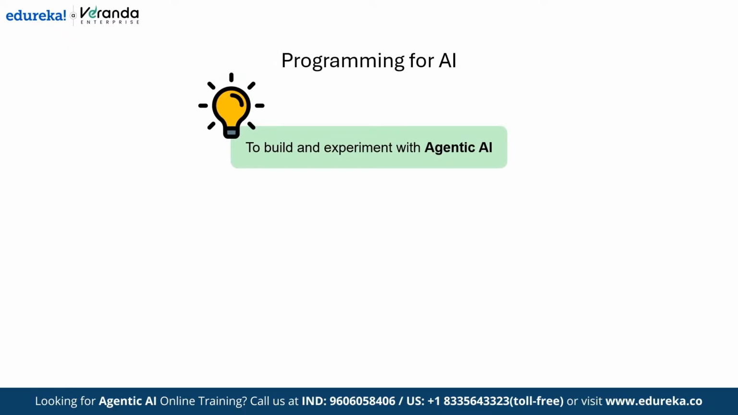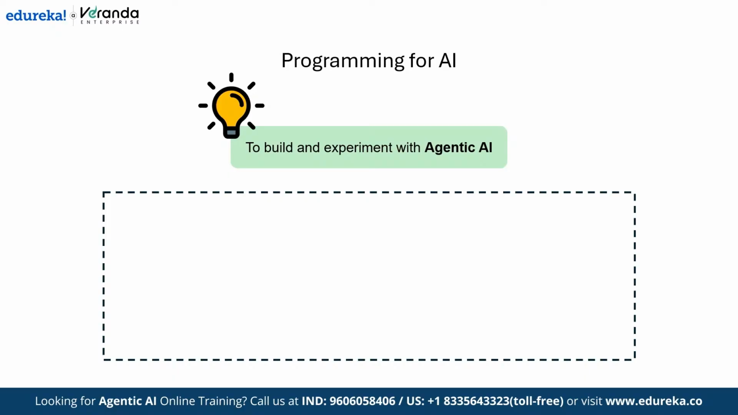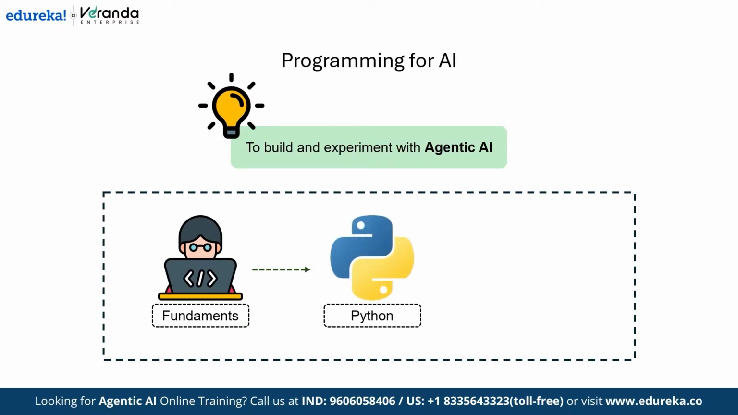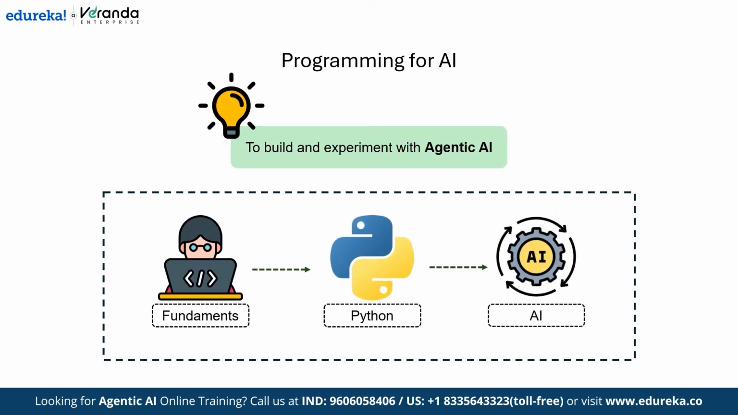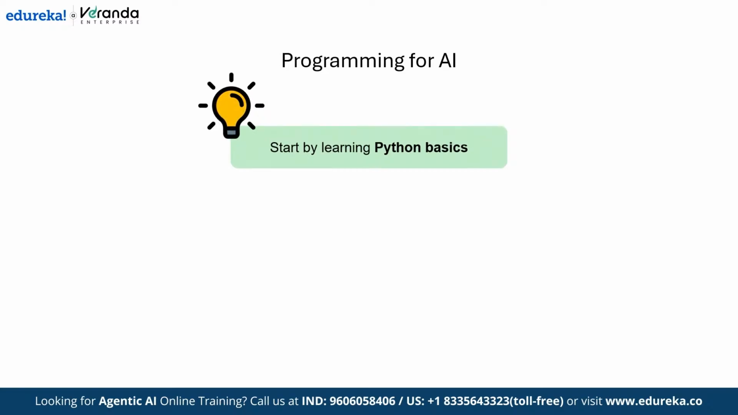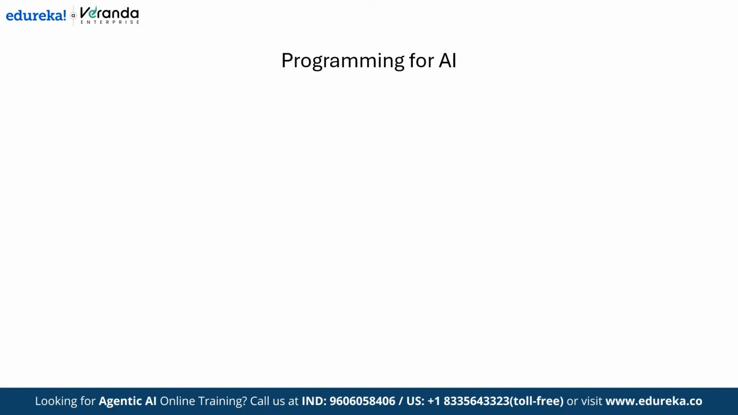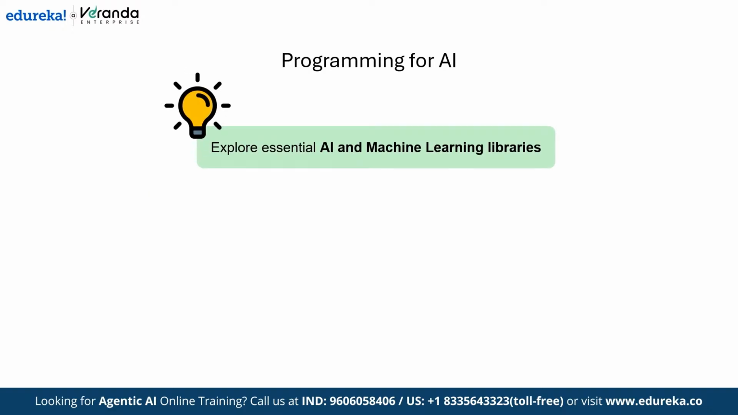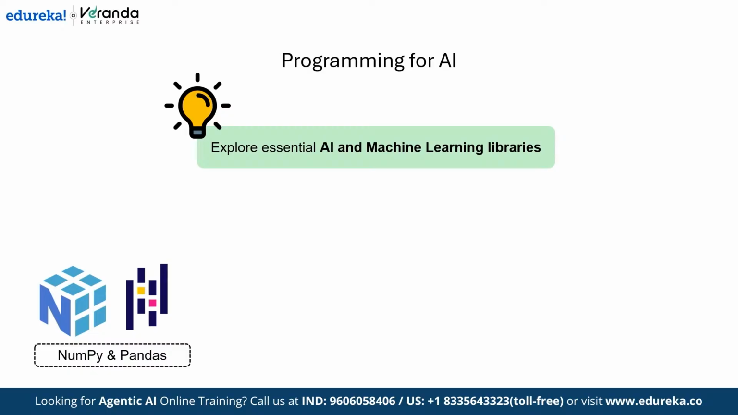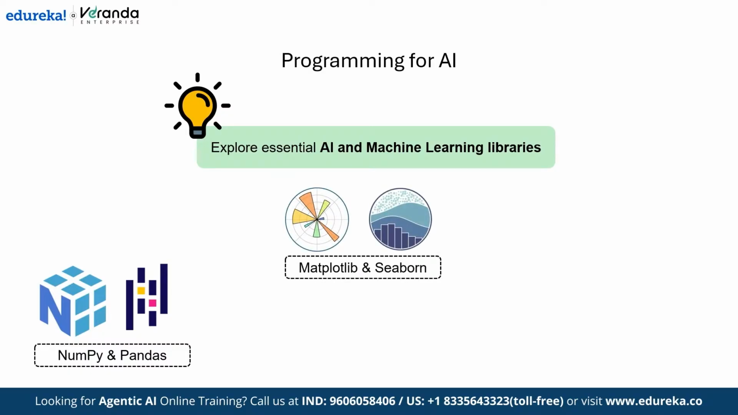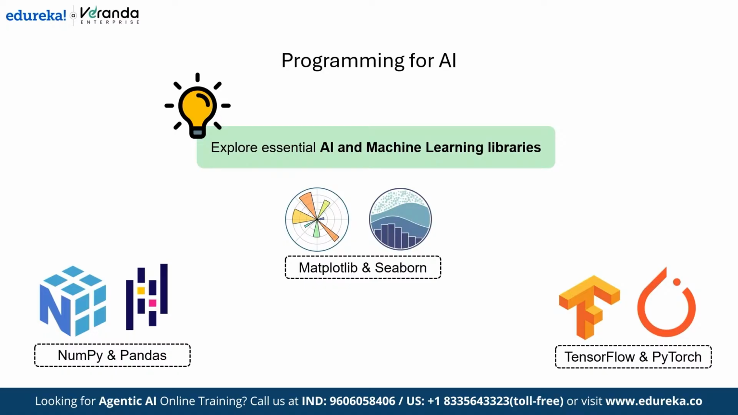To build and experiment with Agentic AI, you need to understand the fundamentals of programming, especially in Python, which is the backbone of AI development. Start by learning Python basics, focusing on data structures, loops, functions, and object-oriented programming. Then, explore essential AI and machine learning libraries like NumPy and Pandas for data manipulation, Matplotlib and Seaborn for data visualization, and TensorFlow and PyTorch for deep learning.